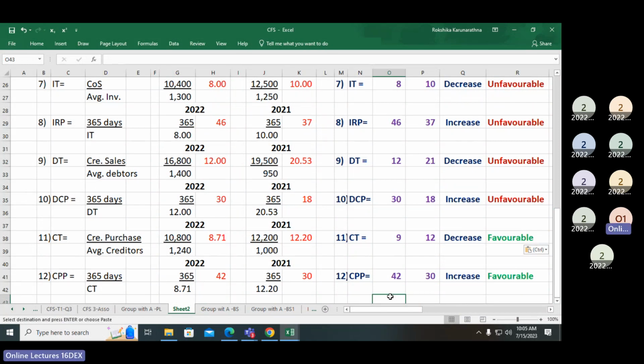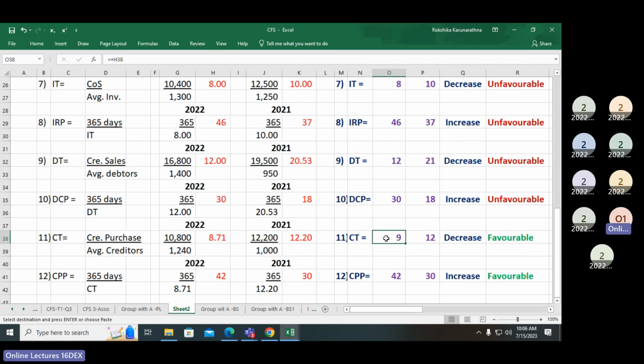Statement 10. You will be given a ratio. For a business, 2021 creditors turnover 12 times, this year 9 times, which is a favorable. So, is that true, yes.